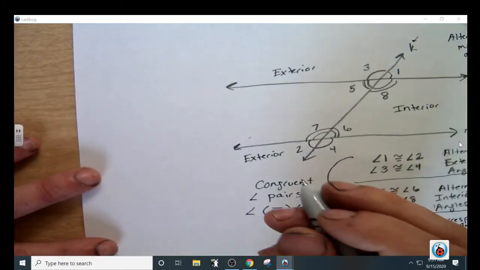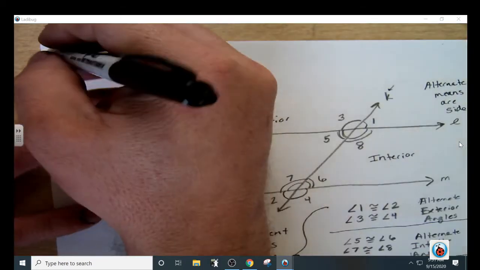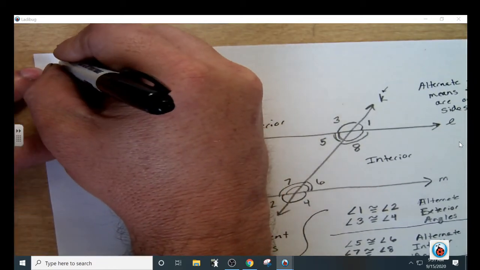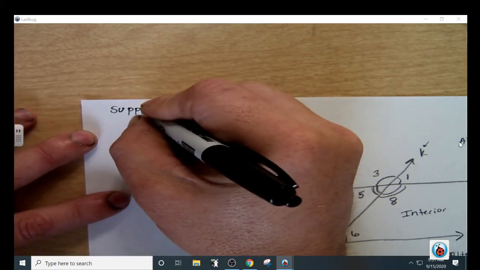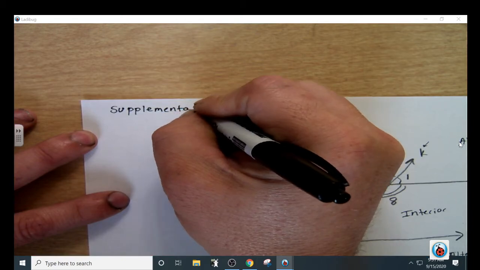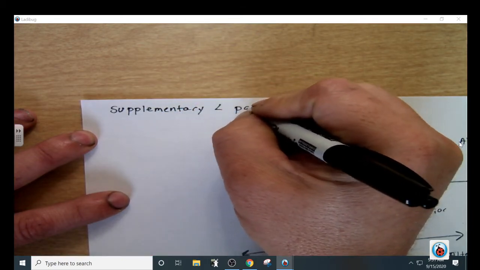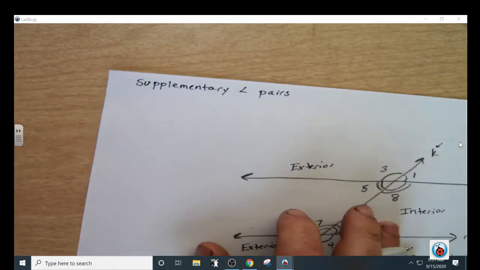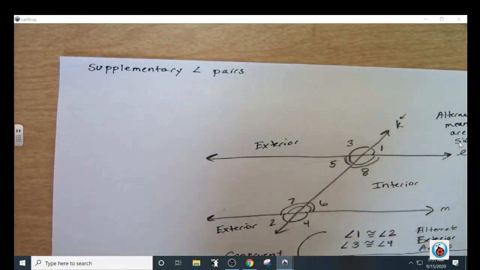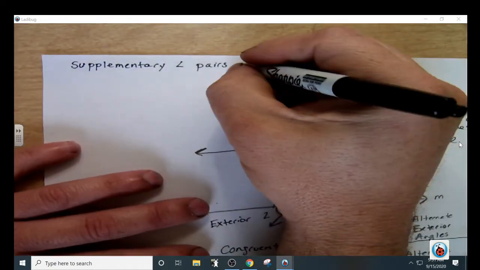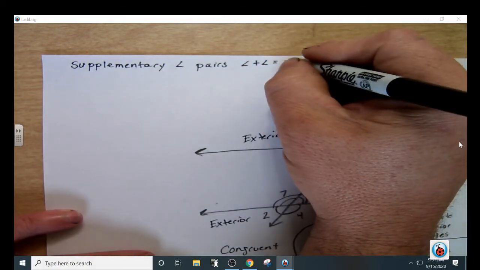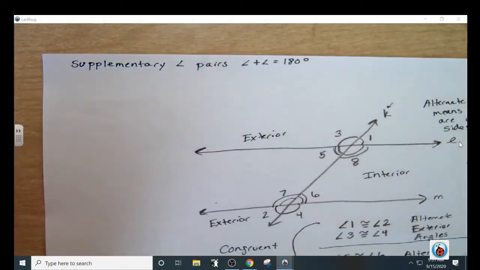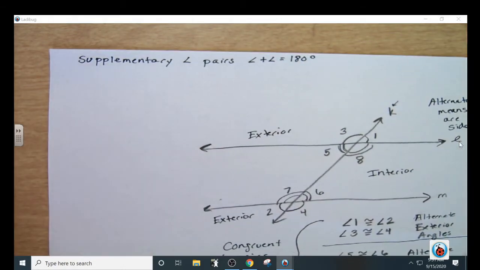All right. Now, let's talk about. We'll put these up here. Now, guys, going way back, what does supplementary mean when it comes to angles? Yes, if you take an angle and you add it to another angle, if they're truly supplementary angles, the sum of those angles is 180 degrees. All right. So that's what that means.